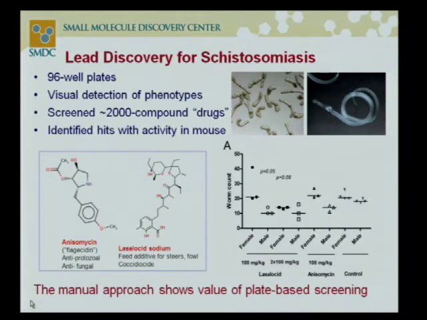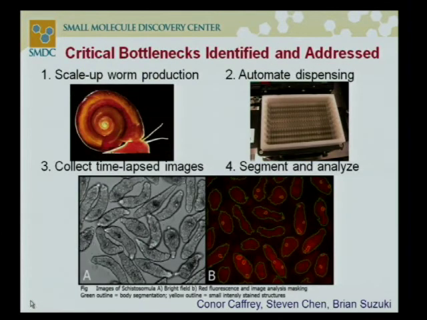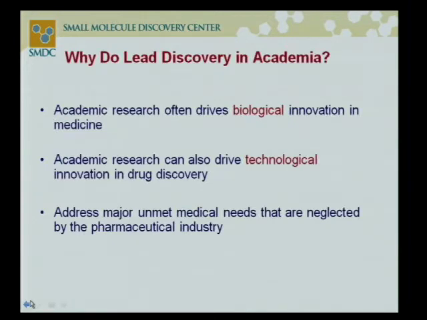Okay, I'm going to skip my worms. I just like that because worms are really gross, and that's cool.